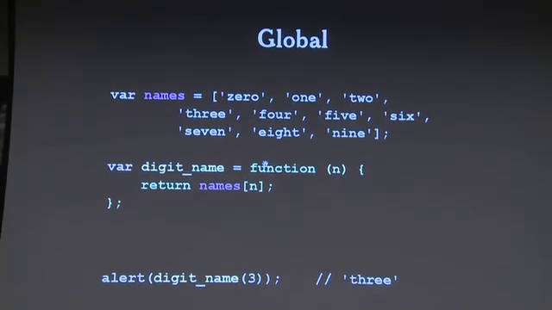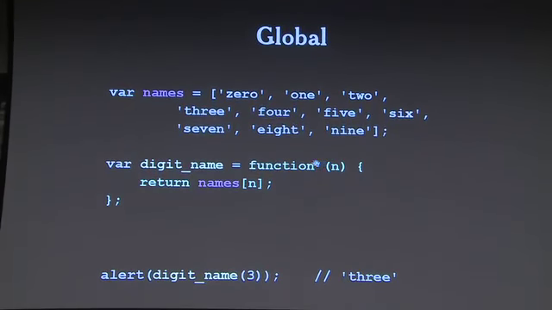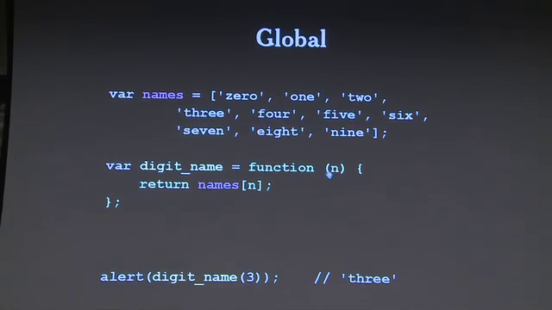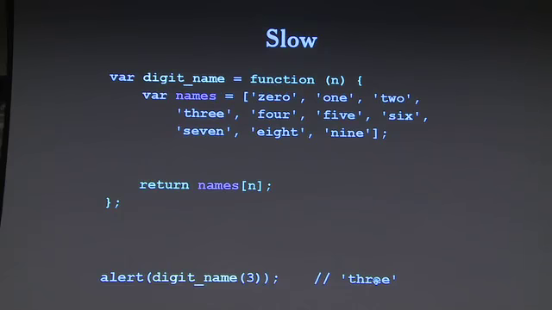So here's a way to do a function that uses global scope. This is a function that takes a number and returns the name of the number. You pass in 9 and you get out the string 9. And names here is accessible inside this function because you have global scope. So alert digit name 3 will actually print out the word 3. So that's global scope.